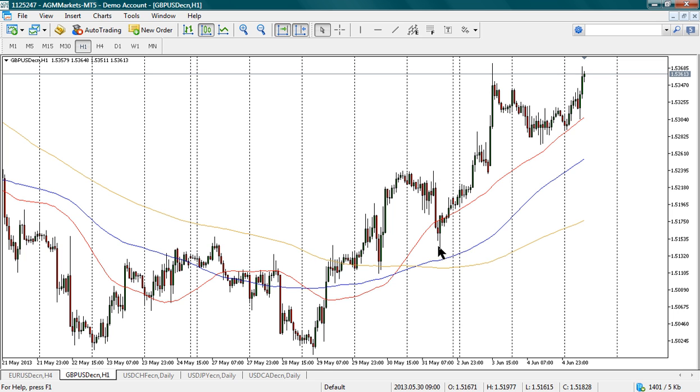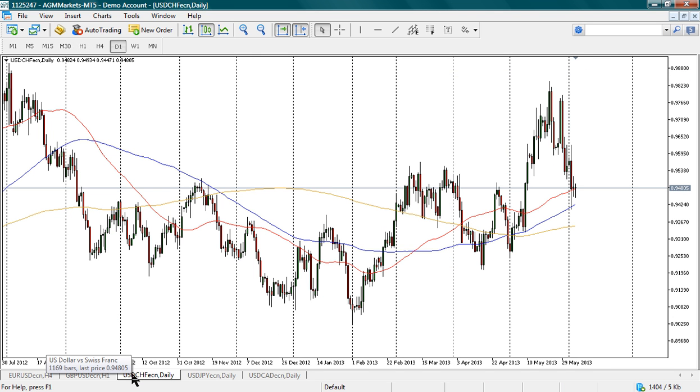Clear dips there, and this one here is nicely supporting off the 50 SMA as well. So that's all I'm really looking at on cable, to be honest with you. Dollar Swiss. The first thing you noticed here, we've spoken about this setup before.